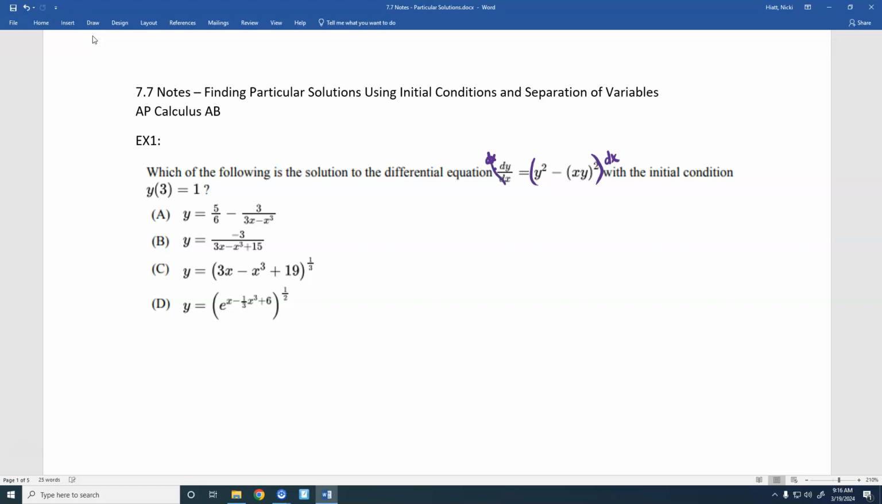All right, so multiply by dx. I've got dy equals y squared minus xy squared dx.